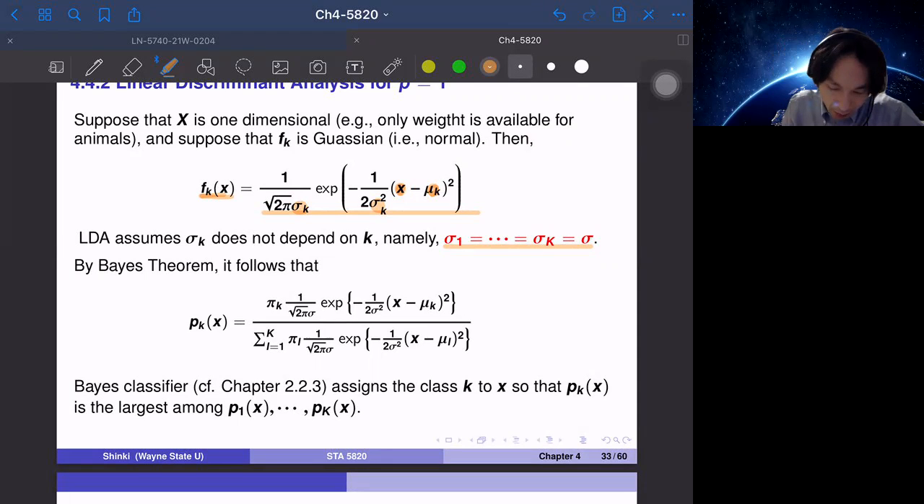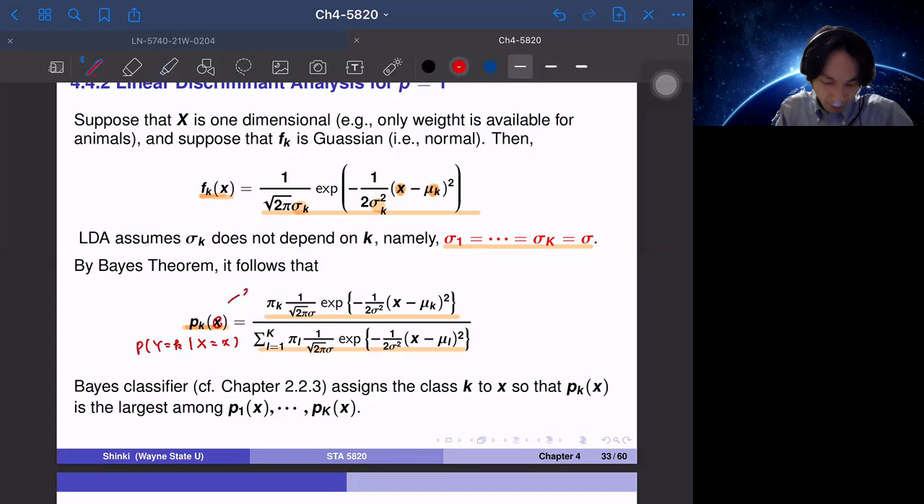And if you use Bayes theorem, then the probability p k of x is this. So this is the probability of y equal to k given X equal to x. So this probability is given by this: pi k, where pi k is the prior probability, times this over this.